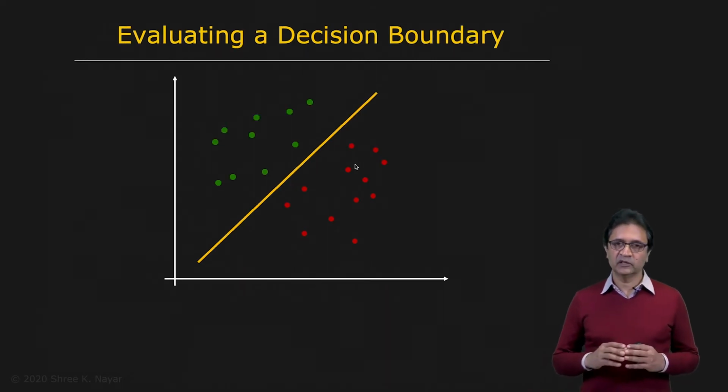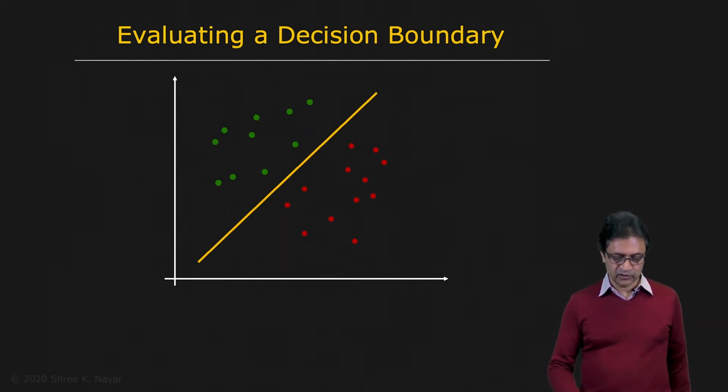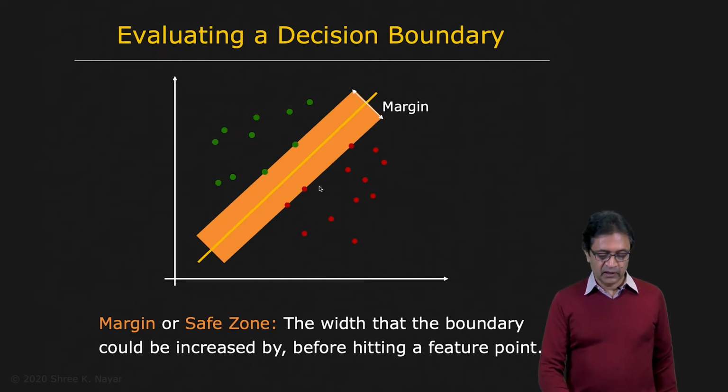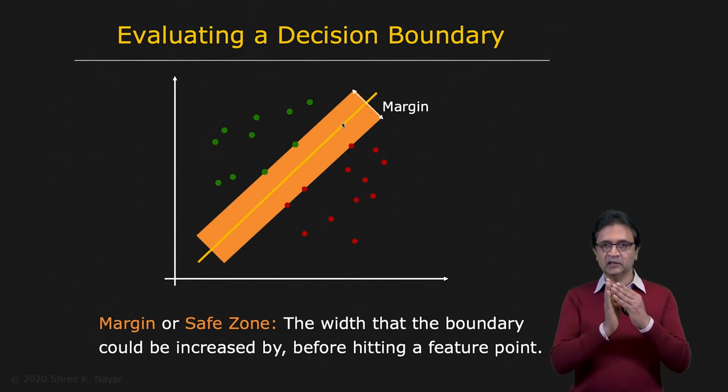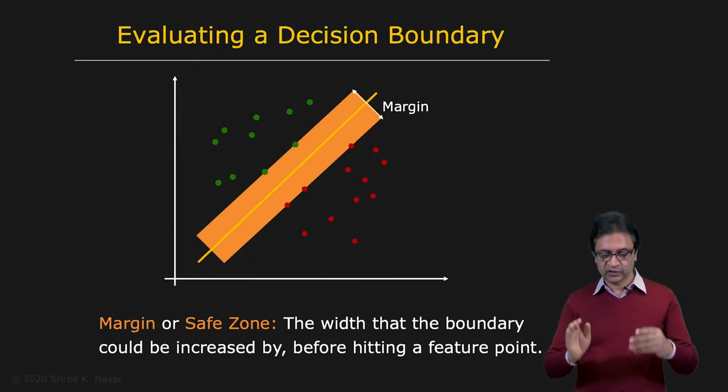So that brings us to ask the question, what is the best decision boundary to use? How do you evaluate the quality of a decision boundary? We do this by defining what's called a safe zone or a margin. That is, it is the width that you can extend or thicken this boundary by until you hit features on both sides.